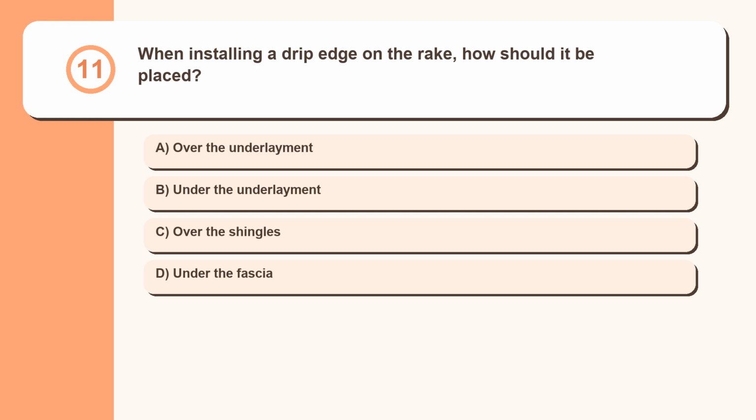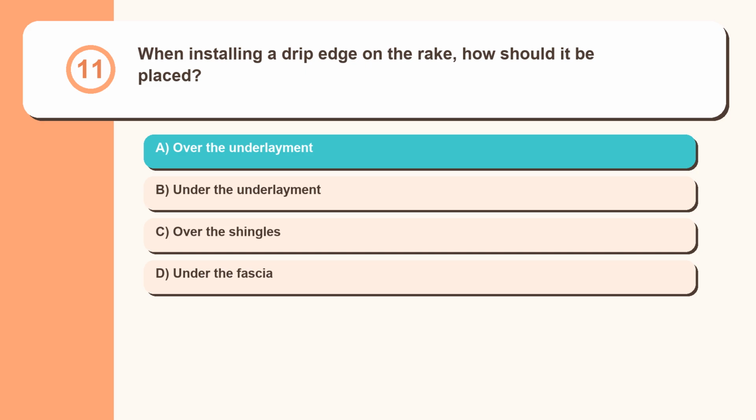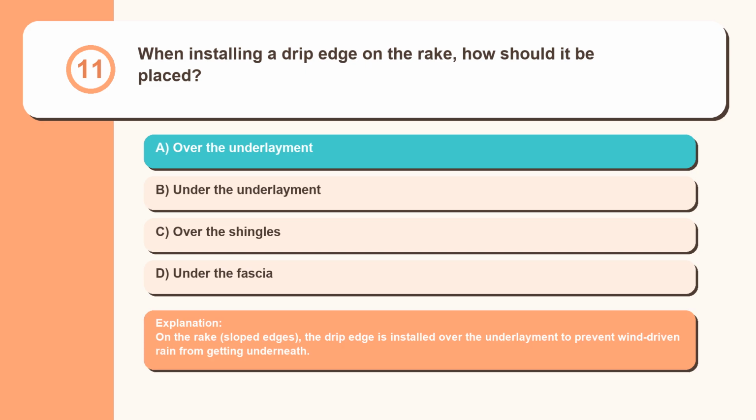Question 11. When installing a drip edge on the rake, how should it be placed? Over the underlayment, under the underlayment, over the shingles, under the fascia. On the rake, sloped edges, the drip edge is installed over the underlayment to prevent wind-driven rain from getting underneath.